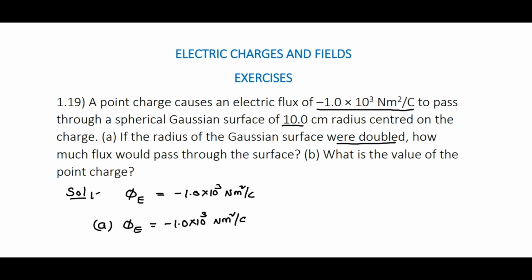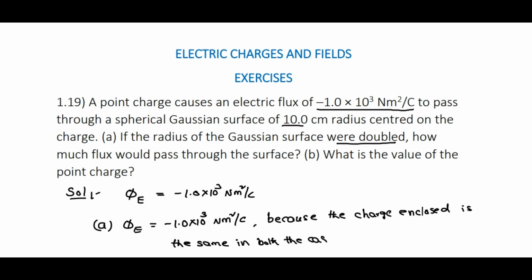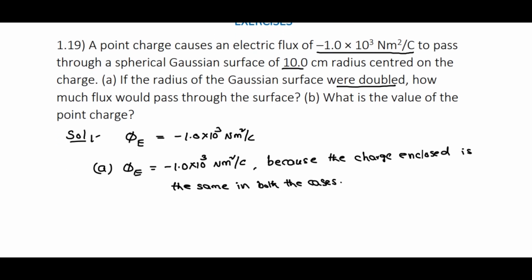That remains the same because it is independent of radius, and the charge enclosed is the same value in both the cases. So in this formula actually phi is equal to q by epsilon naught. It depends upon the q.